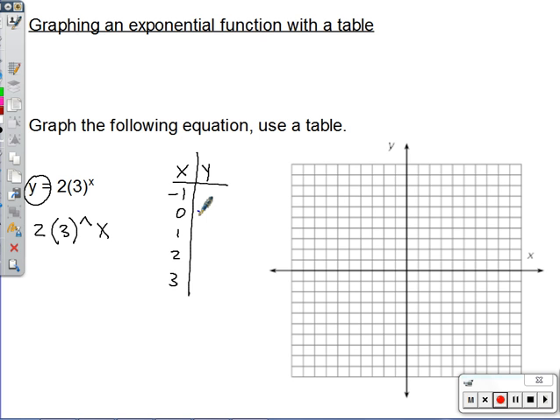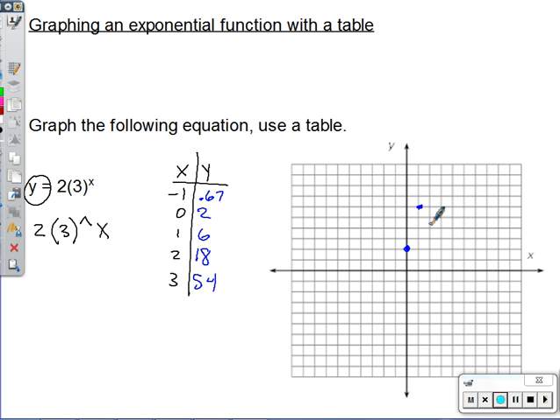So the initial value here is 2, and then if I times by 3, I'll get 6. And if I times by 3, I'll get 18. And if I times by 3 again, I'll get 54. And then if I go backwards there, I'll have 2/3, which is 0.67. Then I plot my points, 0, 2. Plot the ones you can, 1, 6.